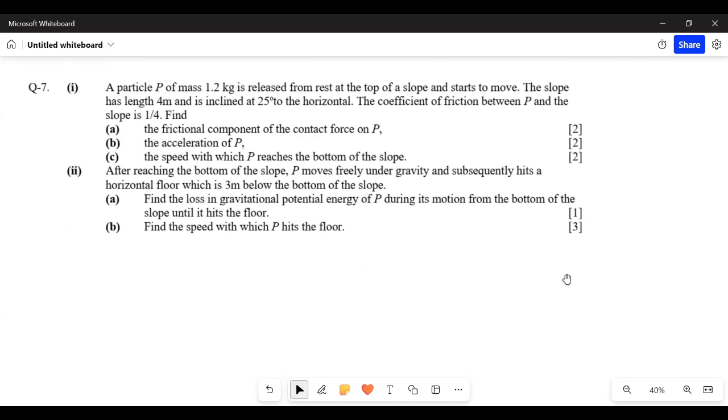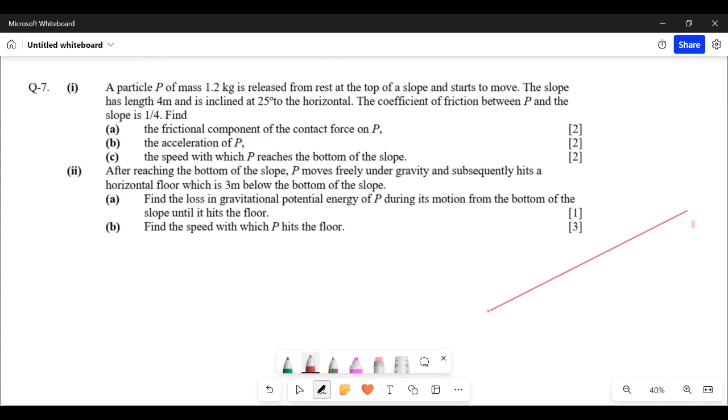A particle P of mass 1.2 kg is released from rest at the top of a slope and starts to move. The slope has a length of 4 meters inclined at 25 degrees to the horizontal. So this length is 4 meters and this angle is 25. Okay. The coefficient of friction between P and the slope is 1/4. So we know that mu is 1/4. That means there's friction on the surface.